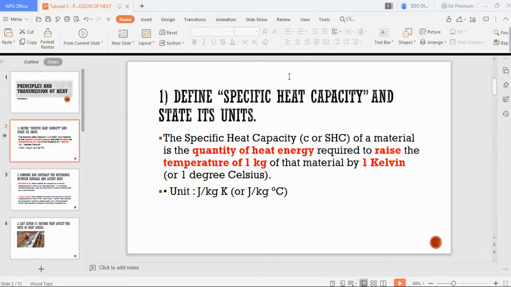So the first question is theory: define the specific heat capacity and state its unit. The specific heat capacity of a material is the quantity of heat energy required to raise the temperature of 1 kg of that material by 1 Kelvin. So this is the definition of specific heat capacity. The unit is joules per kg, either per degree Celsius or per Kelvin.